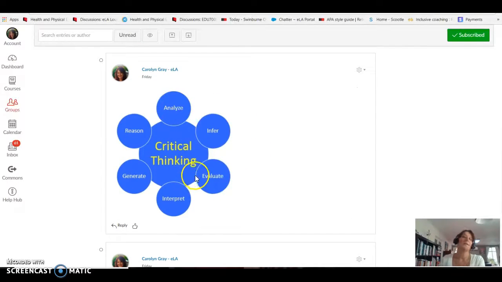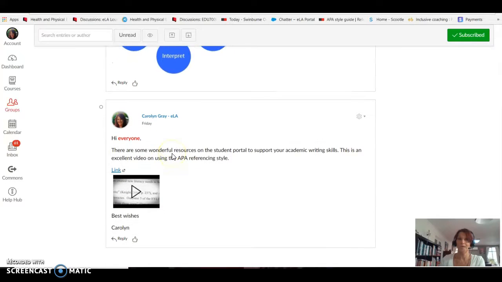This is a quick little picture on critical thinking, and as you engage further with a wide range of scholarly resources, it usually does mean that you are incorporating more critical thinking into your assignments, and that will help support reaching the higher grades in the rubric.